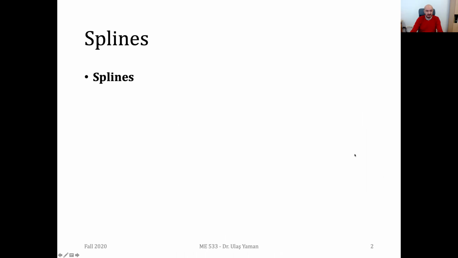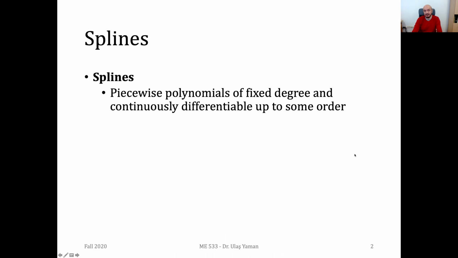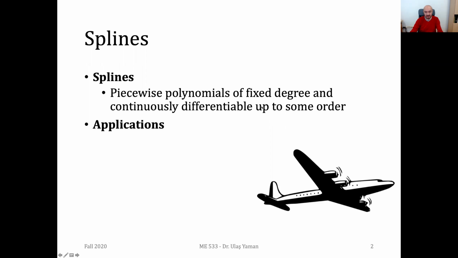So what is a spline first? Splines are actually kind of polynomials, and they have a fixed degree of polynomial. Another important property of splines is that they should be continuously differentiable. So we can easily take derivatives of these polynomials. And depending on the order of the polynomials, the number of differentiations can change. As you see, they are differentiable up to some order.